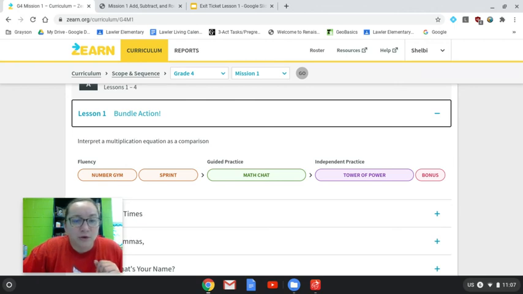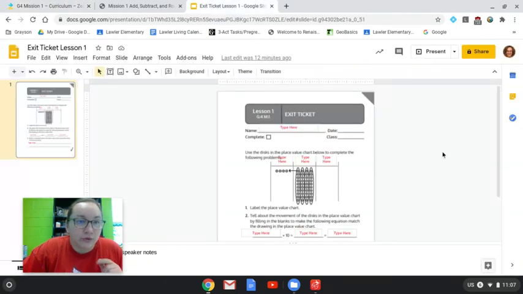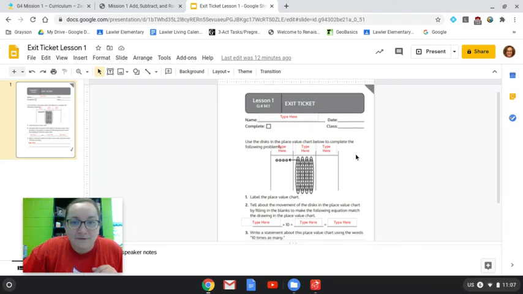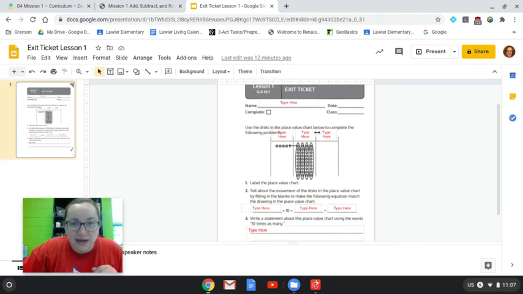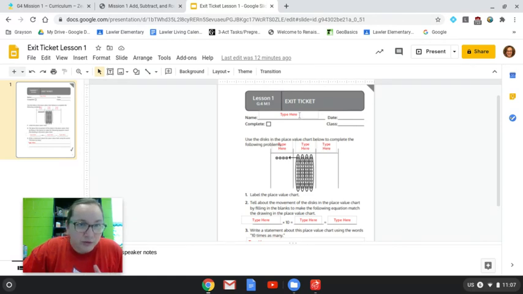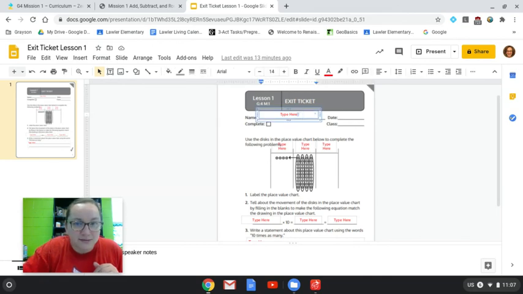I'm going to show you one more thing before I go. I have created your exit tickets on a Google slide. So this one says exit ticket lesson one. Now, what I've done, instead of putting text boxes, I've put tables, and that should help you and your parents navigate this. So anywhere it says type here, I want you to type there. Like it says name, I want you to type your name there. So all you have to do is click in it, and then you'll just backspace and type your name.